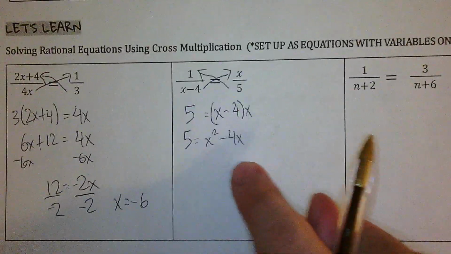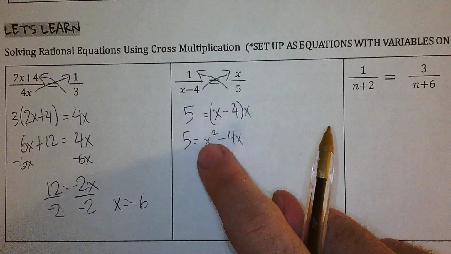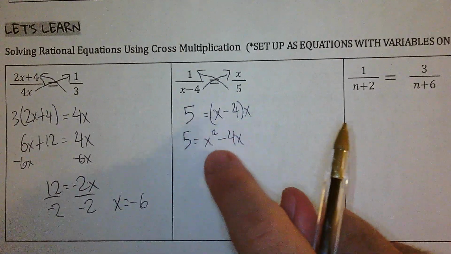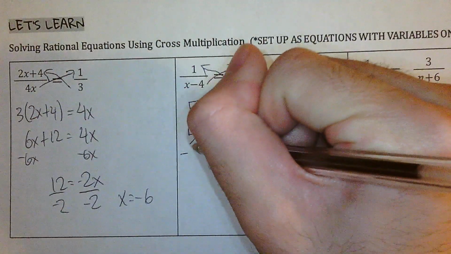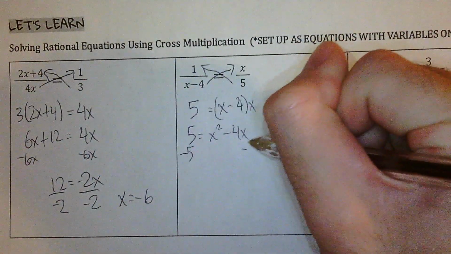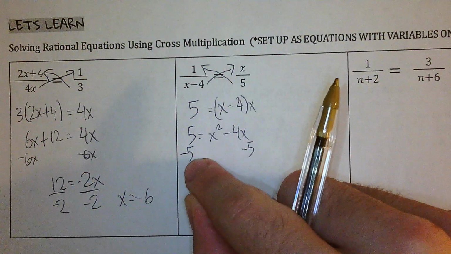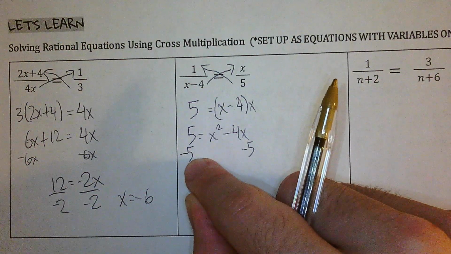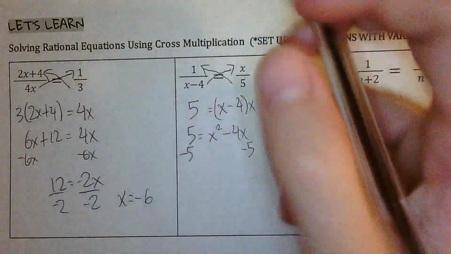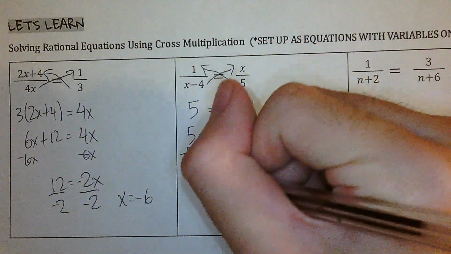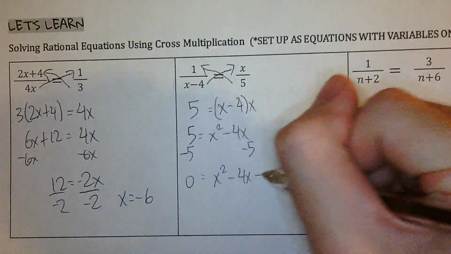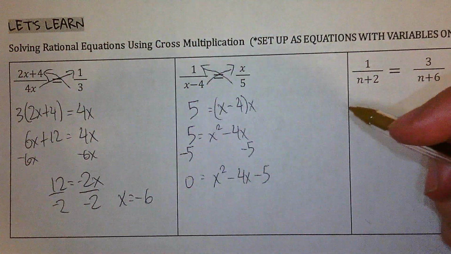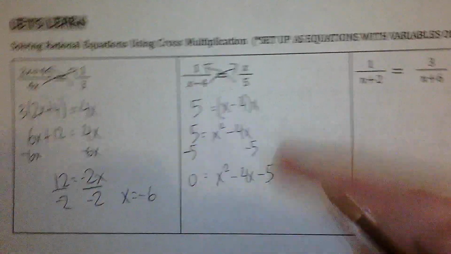With a situation like this, we've got a squared term, so we've got a quadratic, and a way that we know how to solve quadratics is to set them equal to 0 and find the roots. So to set it equal to 0, I'm going to subtract 5 from both sides. And now I can factor this.